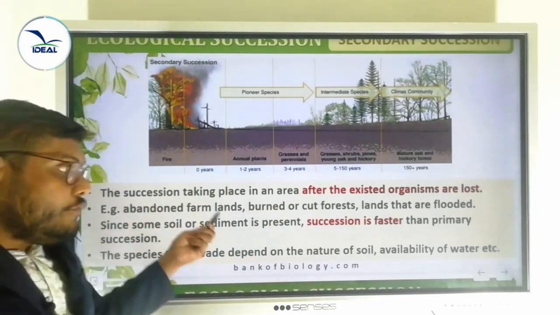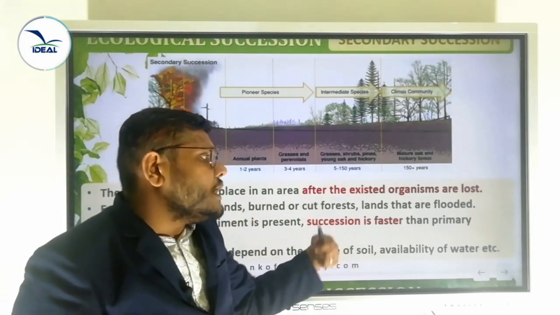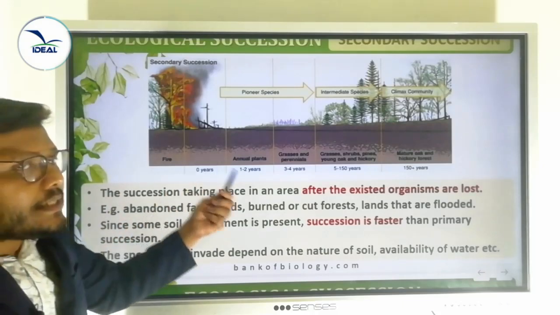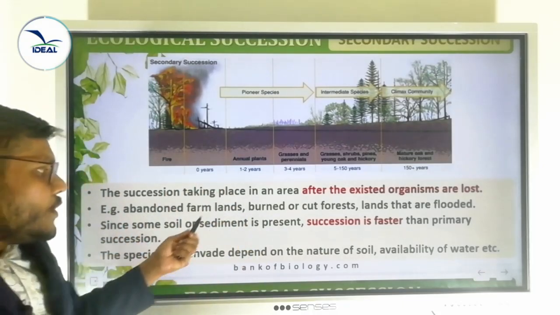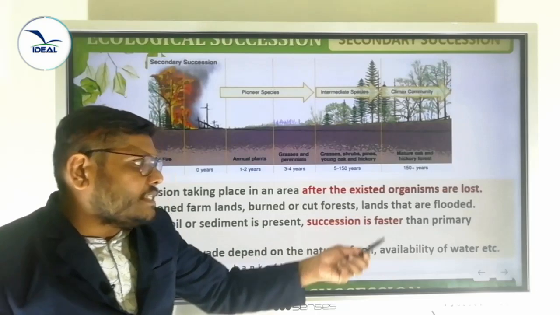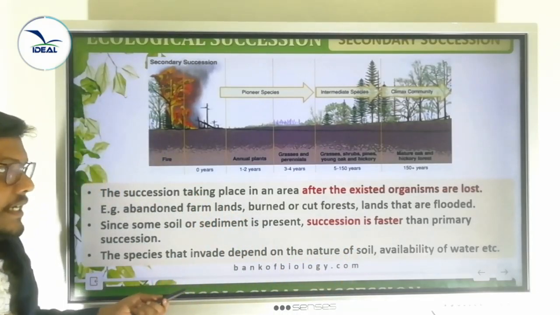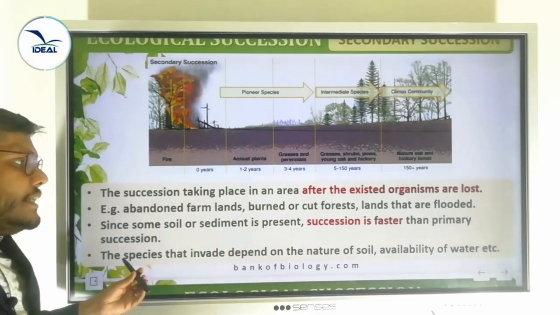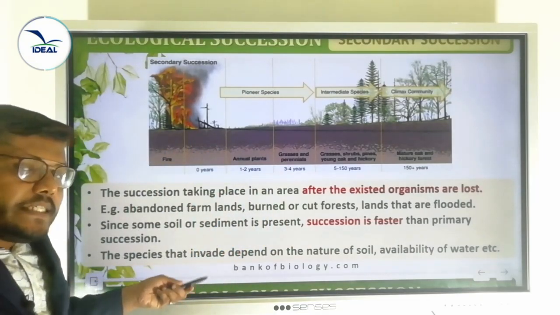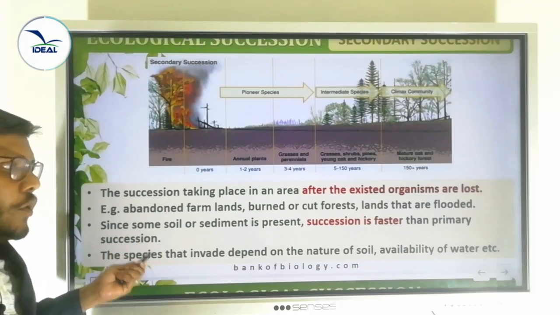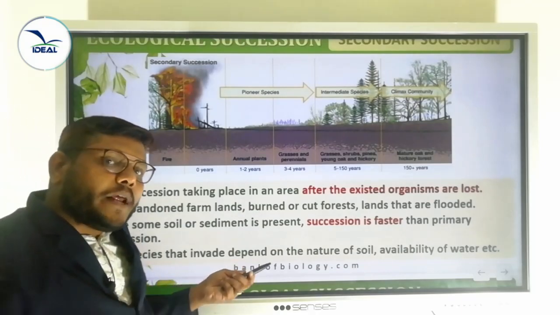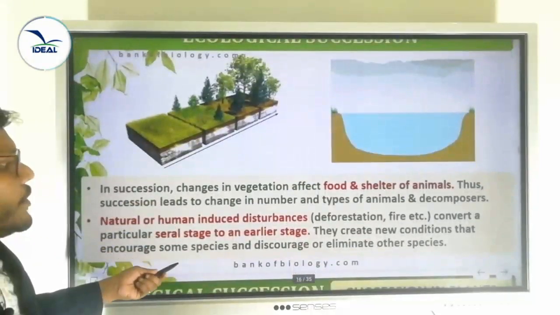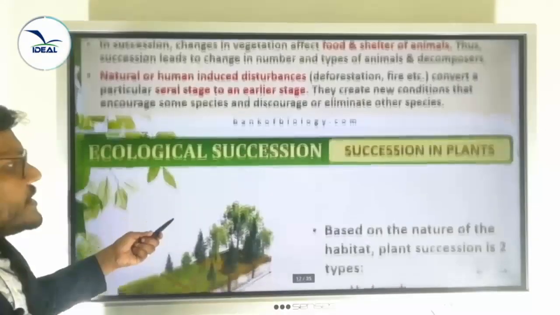If succession takes place there, we call that secondary succession. Since some soil or sediment is present, secondary succession is faster than primary succession. The species that invade the bare area are called pioneer species. So here we are discussing two types of succession.